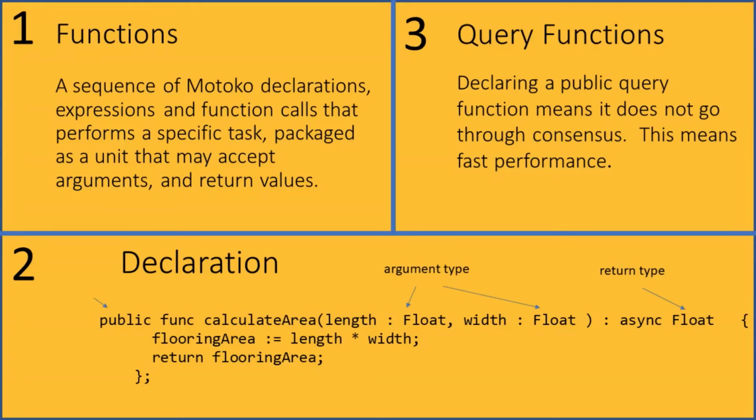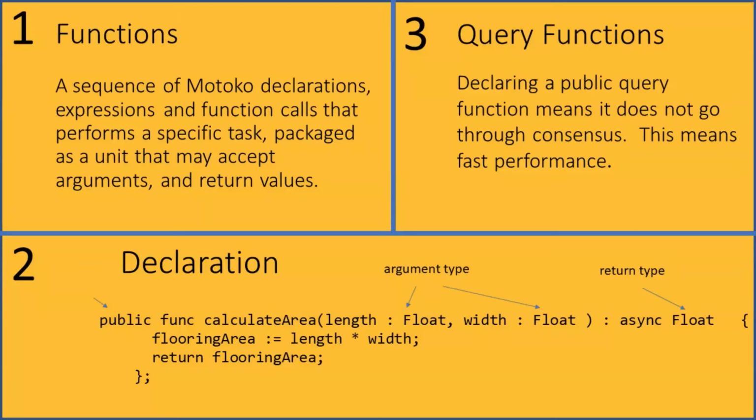Declaring a function requires a static name, and inside the parentheses are the arguments that you want to pass to the function. In this case, length and width are the arguments, and you must specify the type that they're going to handle, float in this case. And notice the colon async float before the curly brace. This is where you specify the function's return value, in this case, float. Async indicates that this can be performed asynchronously. You do not have to wait for completion. And the logic of a function is included within the curly braces.